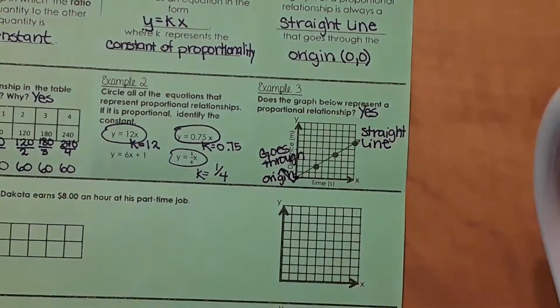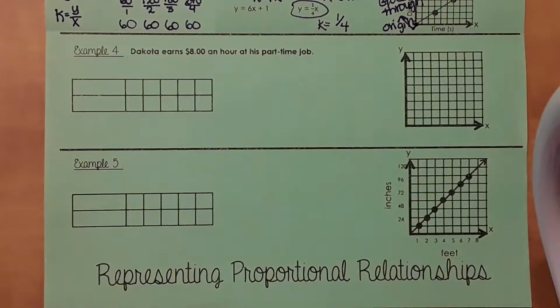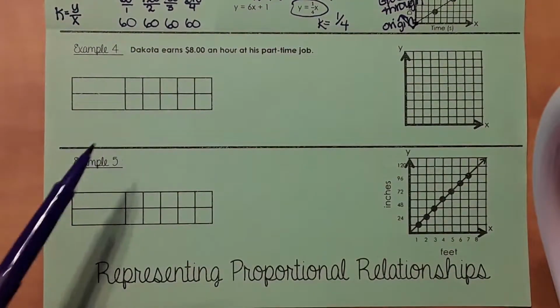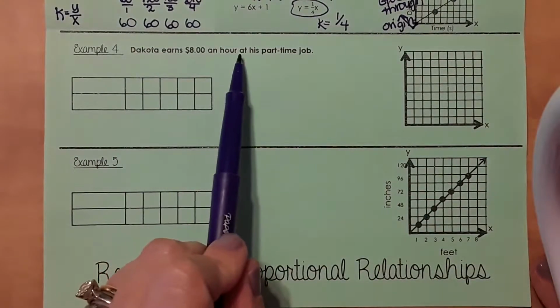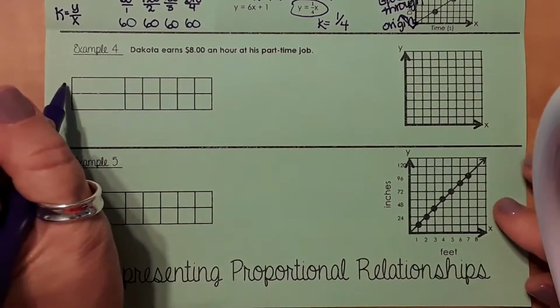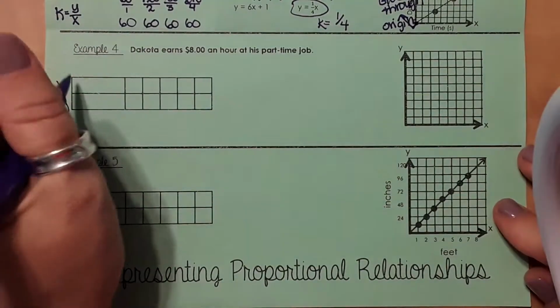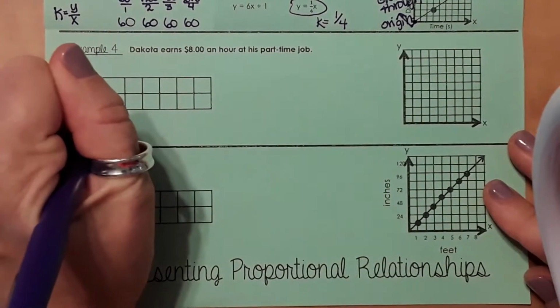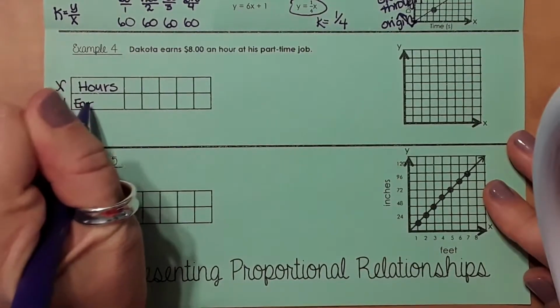Okay? All right, let's look at example 4 and let's try to figure this out. They gave me an empty graph, empty table. So I want to do 3 things. I want to fill in the table, find out what my constant is, write an equation, and then lastly, graph it. Okay? So Dakota earns $8 an hour at his part-time job. So we need to do our X and our Y. Our X is the hours that Dakota works. And the Y is the amount of money Dakota earns.